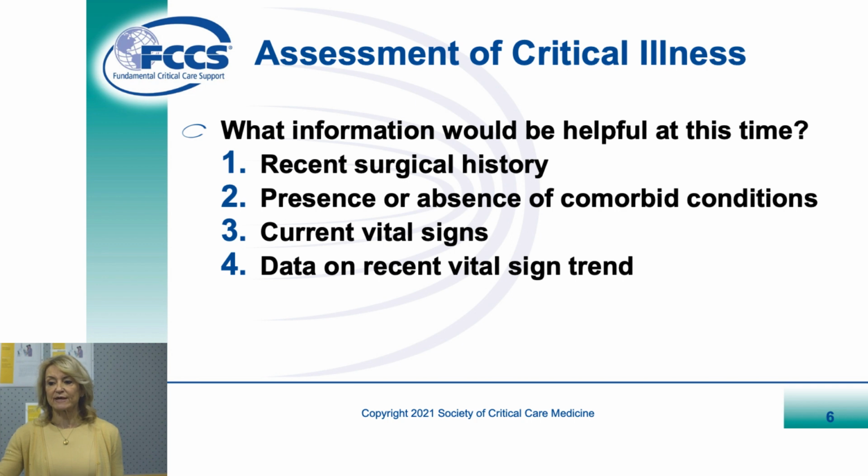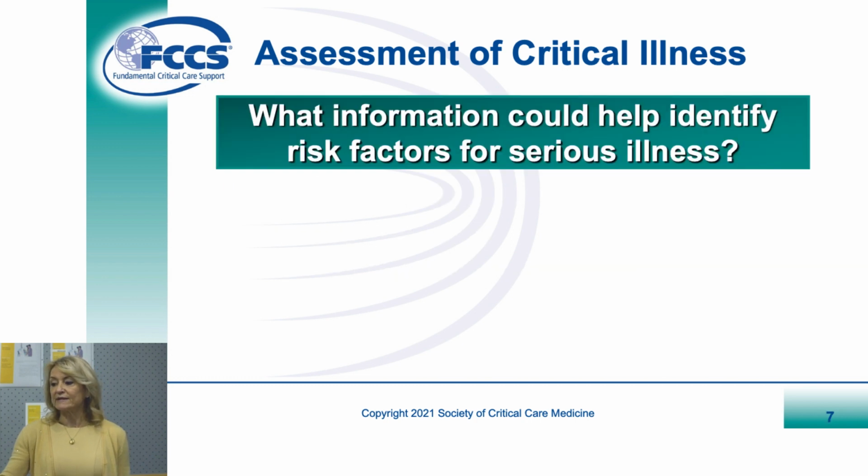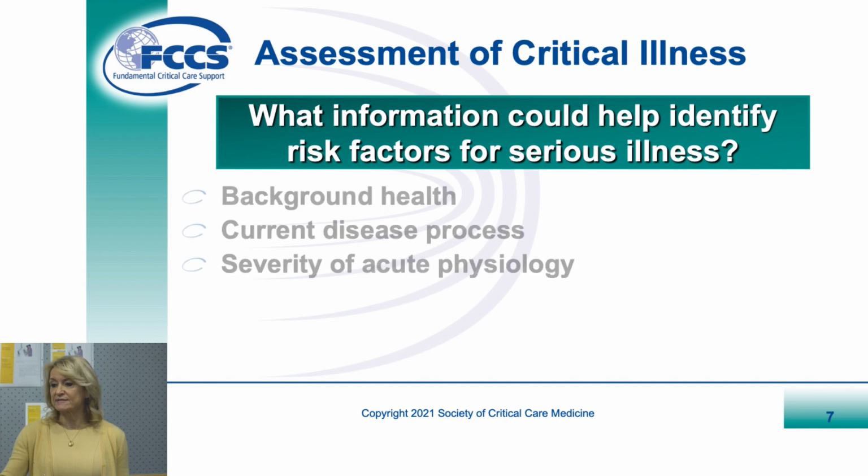Assessment of critical illness begins with finding out what is their recent medical or surgical history. Go where the surgeon went was the advice that I was given. What comorbid conditions do they have? What are their current vital signs? And what is the vital sign trend, which is probably even more important? What information could help you identify risk factors for serious illness?